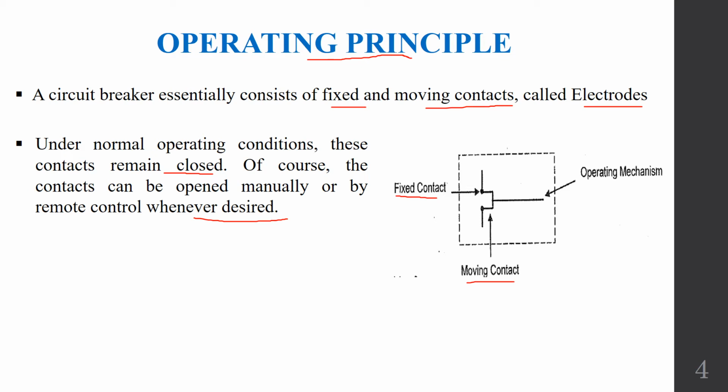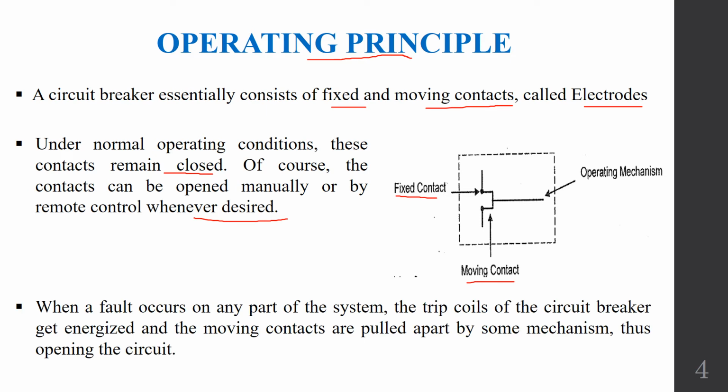But generally, the two contacts get separated from each other during the fault condition. When a fault occurs, the trip coil associated with the moving contacts energizes, and thus the moving contact is pulled away from the fixed contact. When the two contacts are separated from each other, an arc is established between them. This arc tries to make the connection still between the fixed contact and the moving contact.